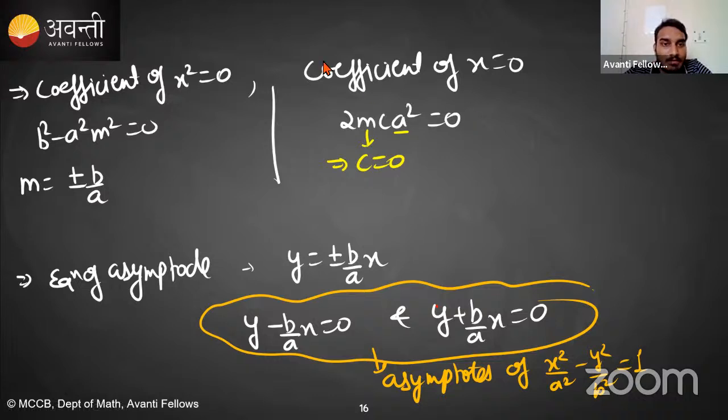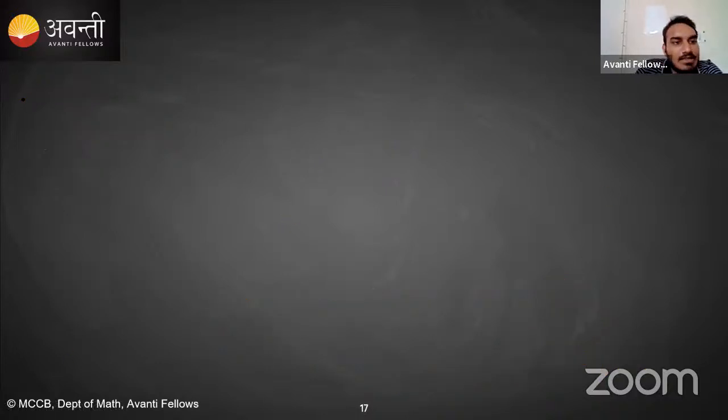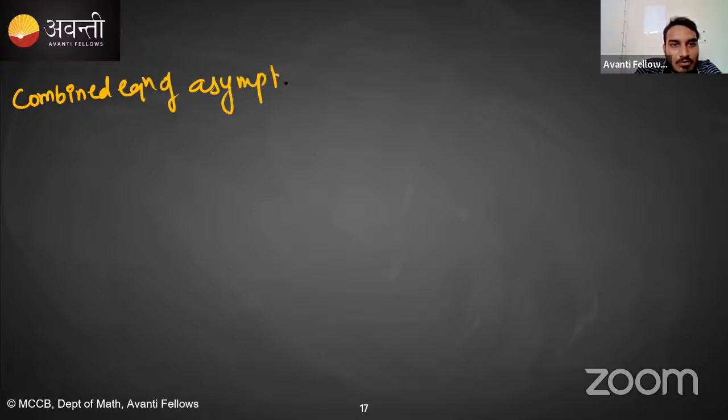Okay, then उससे पहले what I want is, let's find the combined equation of asymptote. Let's see what happens. Combined equation of asymptote क्या होगा? Combined equation of these two lines means just multiply these two lines, that's it.